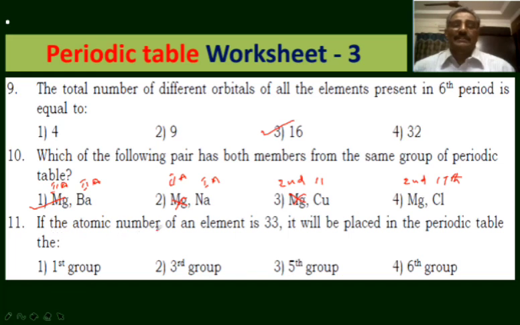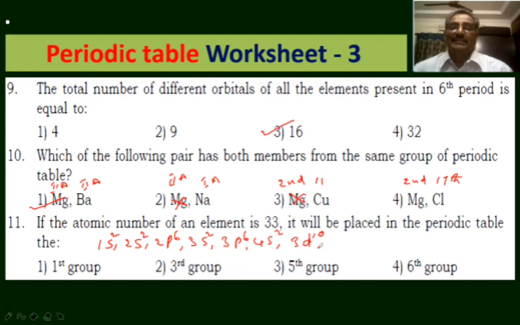11th question. If the atomic number of an element is 33, it will be placed in the periodic table dash. Atomic number is 33. You know that electronic configuration is 1s2, 2s2, 2p6, 3s2, 3p6, 4s2, 3d10. Up to 3d10 it will be 30. The next electron goes to 4p. In 4p there are 3 more electrons.